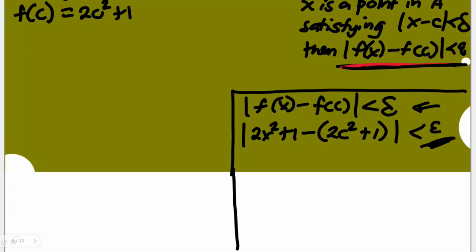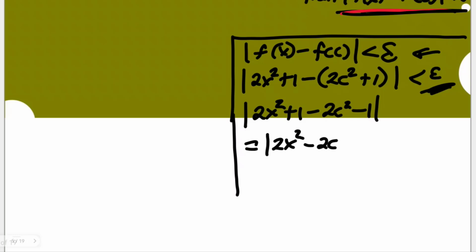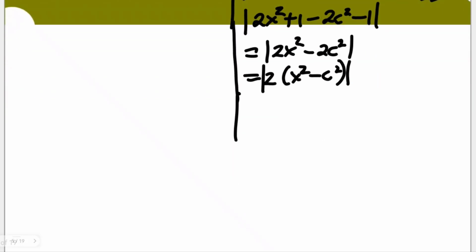We will return to that later. Let's just simply look into the form of this. So you will have here 2x squared plus 1 minus 2c squared minus 1. Again, we will return to epsilon later on. This is equal to 2x squared minus 2c squared, factoring 2, you will have your x squared minus c squared. And of course, by properties of absolute value, you can remove that 2 and you will have the absolute value of x squared minus c squared.